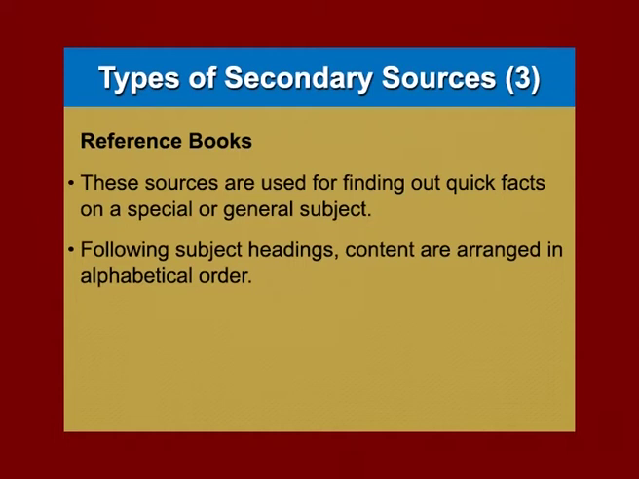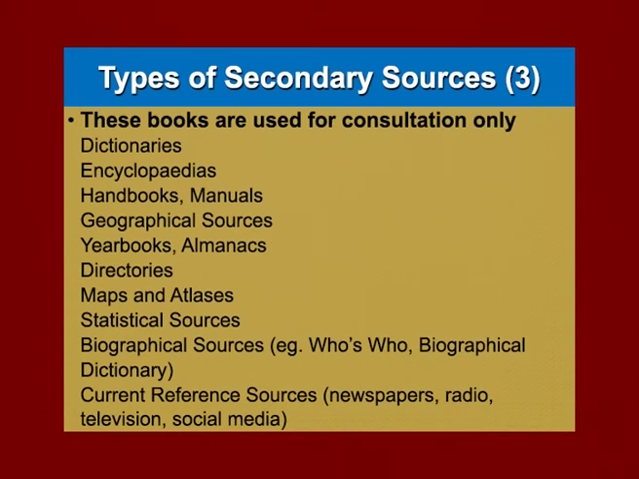Reference books are the third in the category of secondary sources. These are reference sources on general subjects, where contents are arranged in alphabetical order following subject headings. Some examples are dictionaries, encyclopedias, handbooks, etc. So that I will take in detail with you. Biographical resources like Who's Who and biographical dictionaries all come here. Current reference sources like newspaper, radio, television, social media sources are all types of secondary information sources under the reference category.